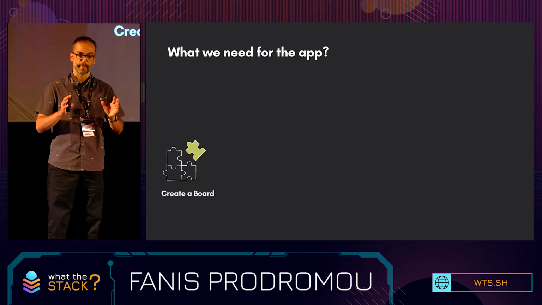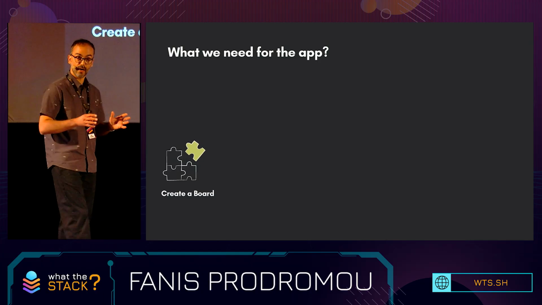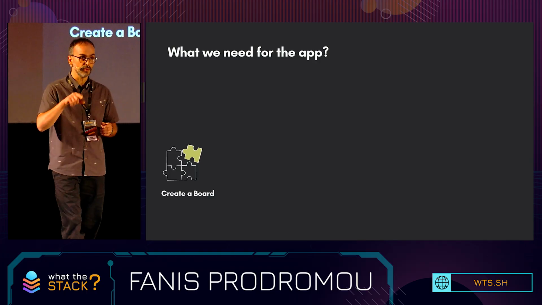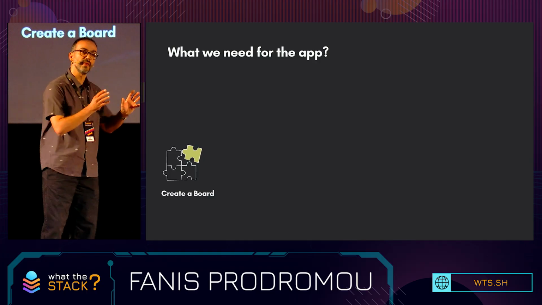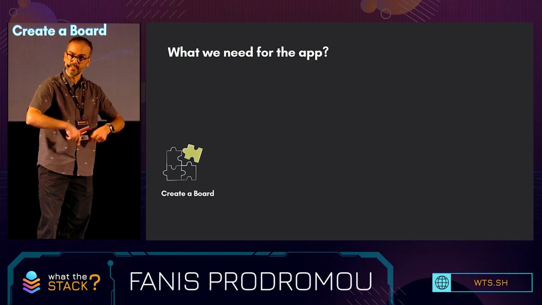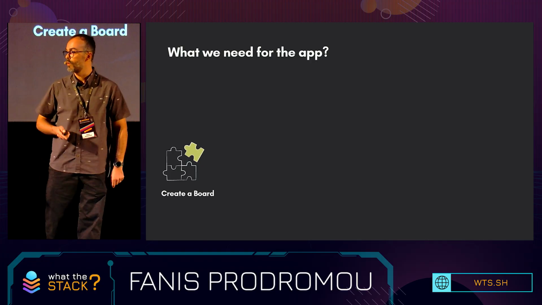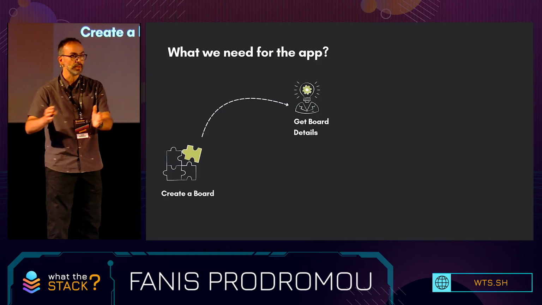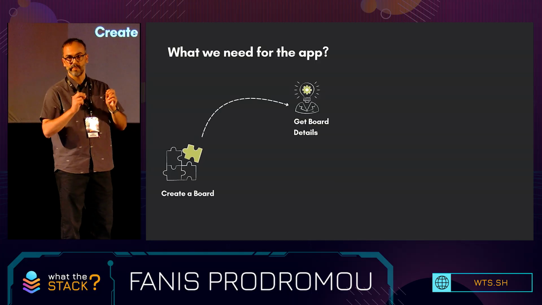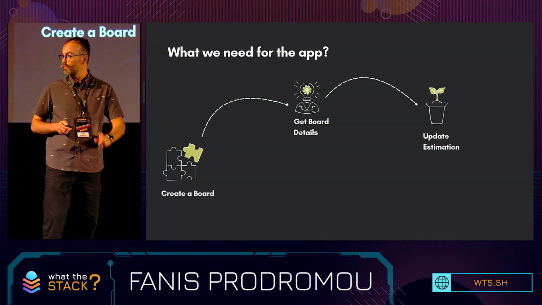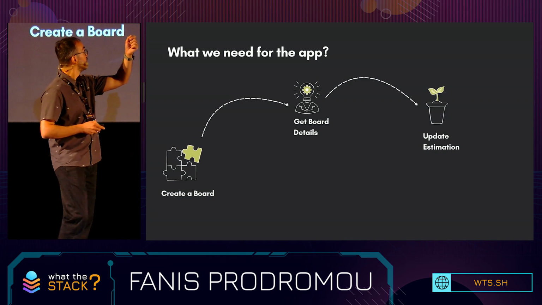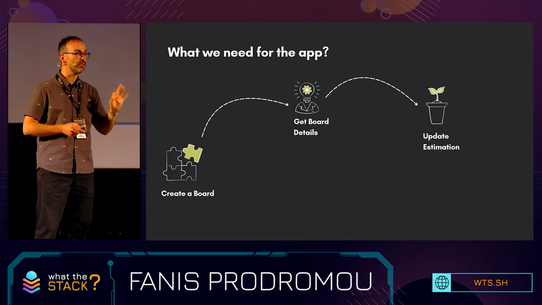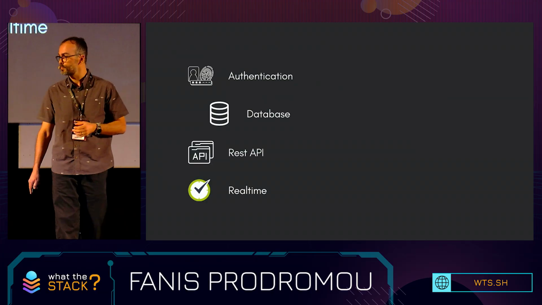What we have to build is a planning poker game. And we need to have some features. One of the features is to create a board. Just to remind you, the board is actually the table, where we have the developers sitting at a round table. So this will be our board. And then we have the board details. Actually, we might have multiple tables, and we need to select a specific table to work with. And the other one is to update the estimation. So we're going to build 3 different things. And for those 3 different things, we need more features.